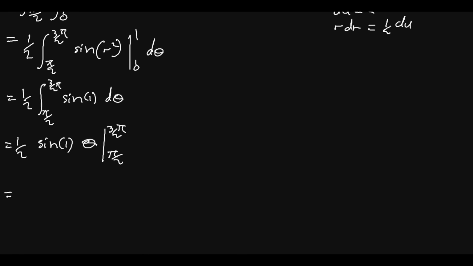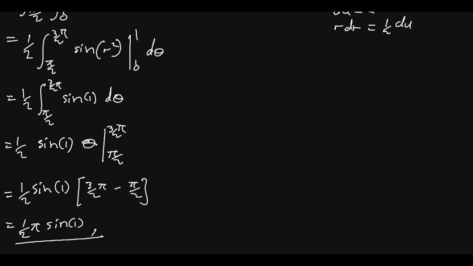Right, we are almost there, finishing now. So it's sine 1, then we apply the limits here: 3 over 2 pi minus pi over 2. What are we getting from here? It's 3 over 2 minus a half, so 2 is common, 3 minus 1 over 2, that is 2 over 2, so this is pi. Okay, I think that will be it. I'll stop here.